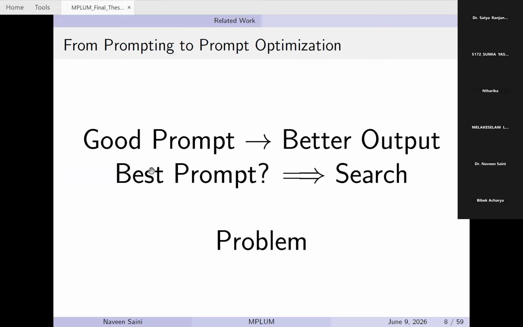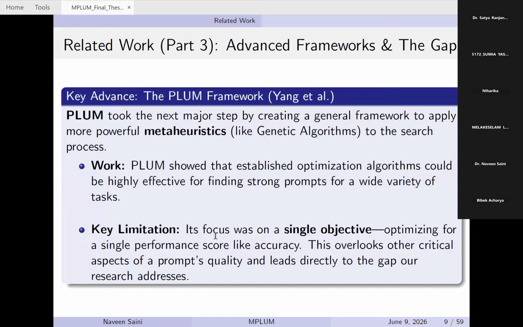Now, if you write a good prompt, the output will be better. That is sure. But what about the best prompt? This leads to the search problem. We have to find it, because the best prompt can be any prompt. But how to judge? That leads to the search problem. You can say search optimization.